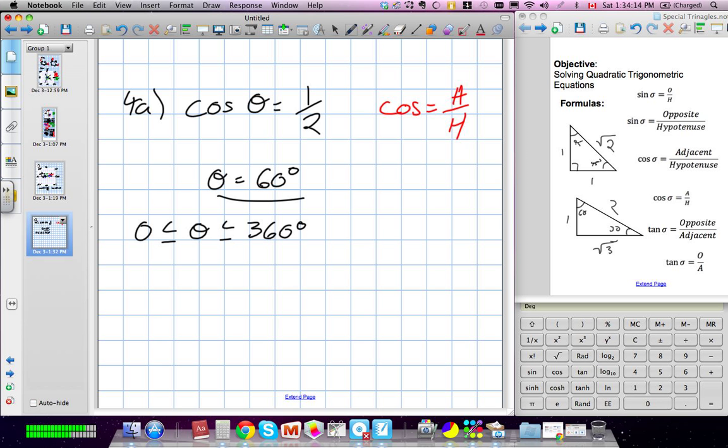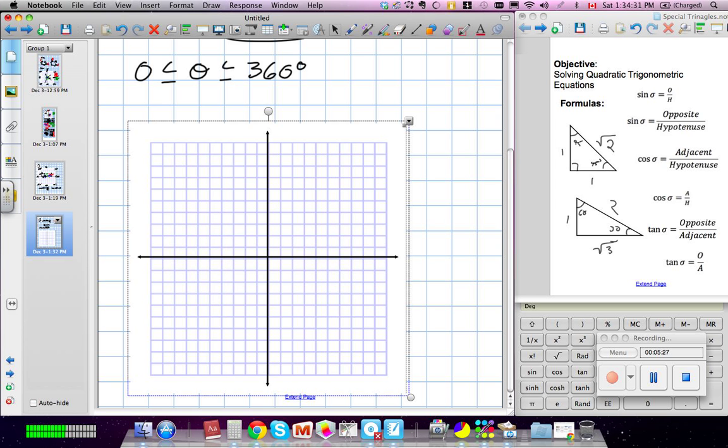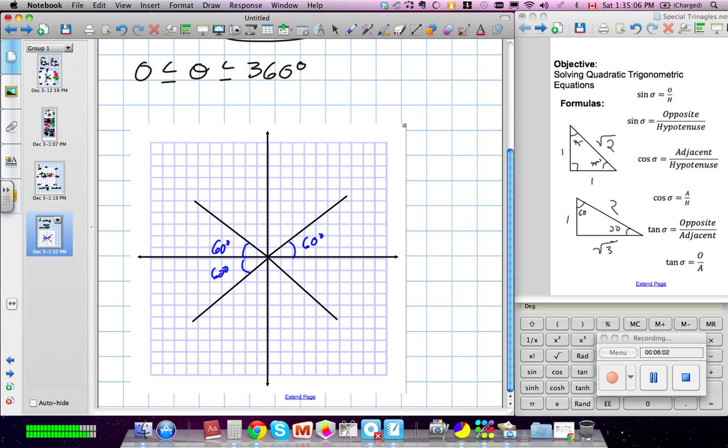Let's get a graph up here. So now what we're actually going to do is plot all the options between 0 and 360. So my options are, this one here is 60 degrees, right? But I also have the option of that being 60 degrees, right? Remember, we always draw from the x-axis. I have the option of this being 60 degrees. Obviously, they're not drawn perfect, but that's the idea, is the sketch. And again, this is all between 360 degrees. So I actually have 4 answers to this question, okay?